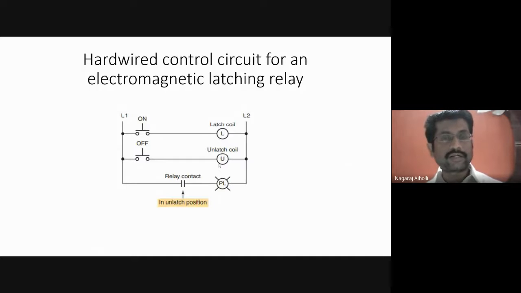This is the function of the unlatch coil. The unlatch coil, what will it do? It will reset the bit. Resetting means making it 0. Setting means making it 1. Remember, always set means 1, reset means 0. Okay. This unlatch coil will reset the bit. That is, whatever is stored in the memory of the image file will be made 0. Okay. It is the opposite action as that of the latch coil.